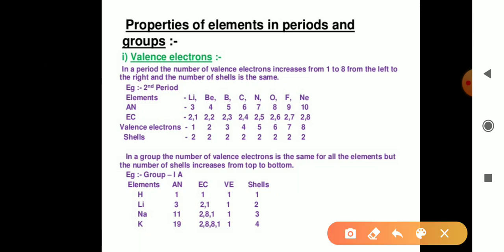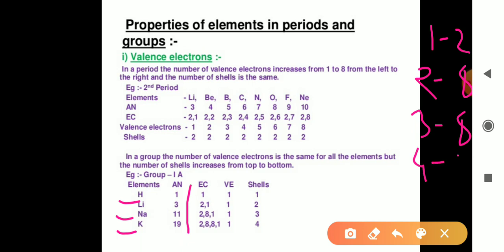The atomic number of hydrogen is 1, lithium is 3, sodium is 11, potassium is 19. Now electronic configuration, as we know, the first shell contains 2 maximum, the second shell contains 8, the third shell contains how much? 8, and the fourth contains 18. So the atomic number of hydrogen is 1, so we can draw the structure of hydrogen. This is the nucleus of hydrogen, and this is the first shell, and in the first shell there is 1 electron because the total number of electrons is 1.